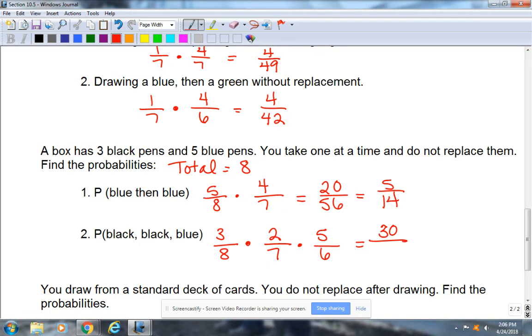8 times 7. I believe you. I just want to have it: 336. Now, I know this reduces, right? See if your calculator will do it. Math, enter. 30 divided by 336. Math, enter. What is it? 5 out of 56.